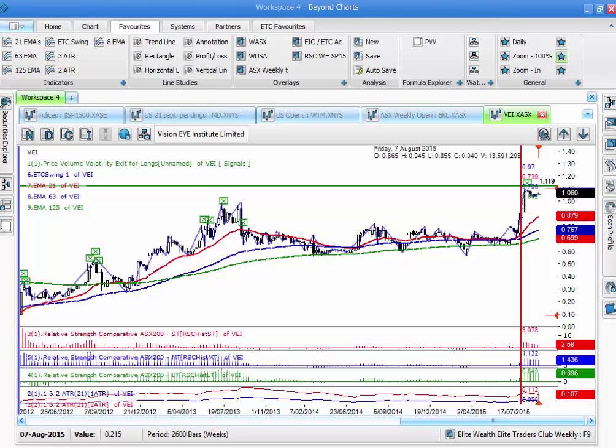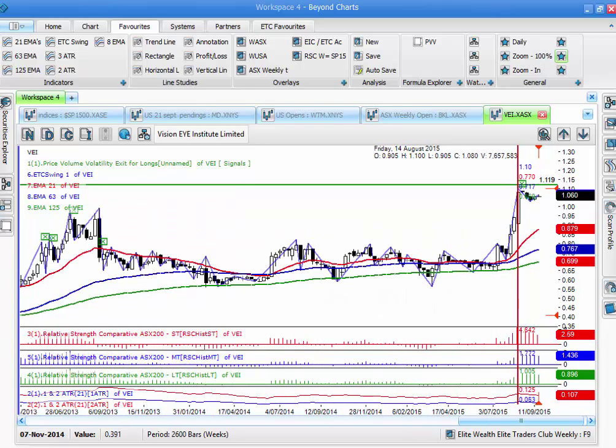Let's just go through and put on the value line and see. Oh yeah, the high there, $1.10. So we're certainly within that 1% level there. Certainly really strong movement of late.